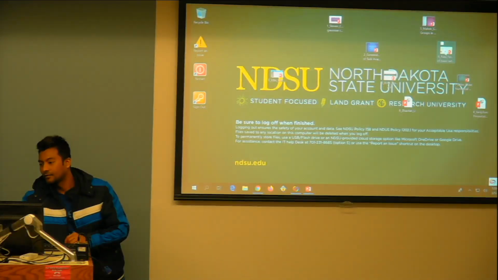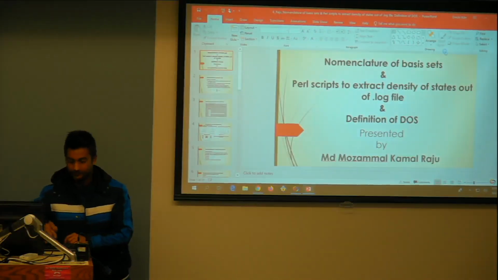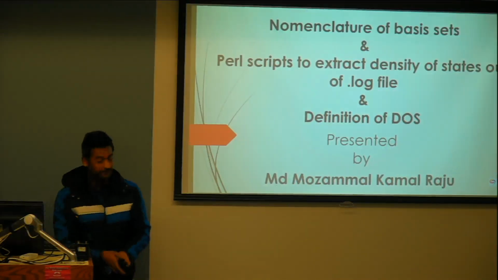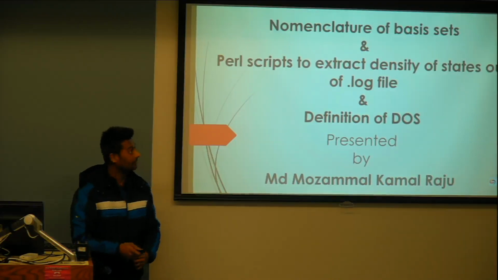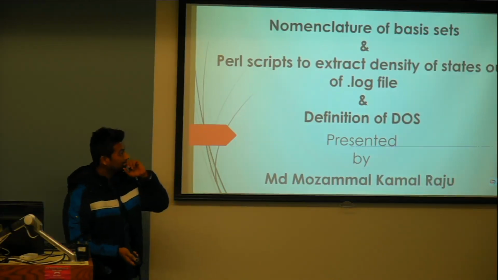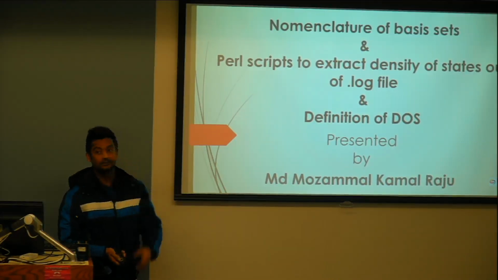If not, thank her once again. And the next presentation is by Raju. I'm trying to learn to pronounce his name: Mozammal Kamal Raju. It's quite an important talk because he will continue the description of how to analyze the output of Gaussian and give an overview of several subjects that were presented before.